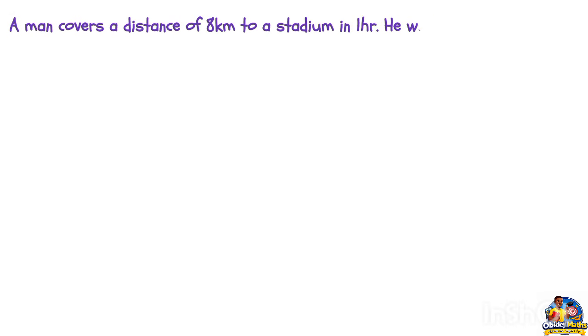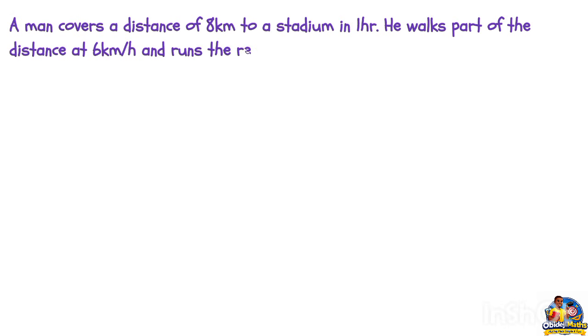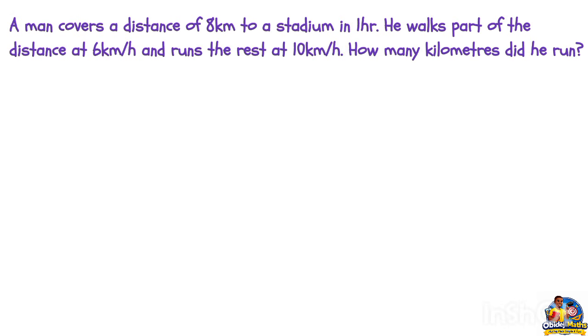The next one is this. A man covers a distance of 8 kilometers to a stadium in 1 hour. He walks part of the distance at 6 kilometers per hour and runs the rest at 10 kilometers per hour. How many kilometers did he run? Now, if you look at this question carefully, the distance covered is 8 kilometers.